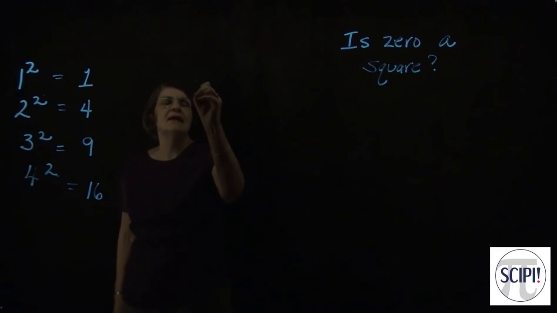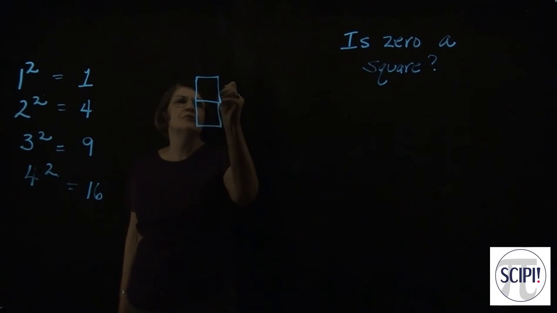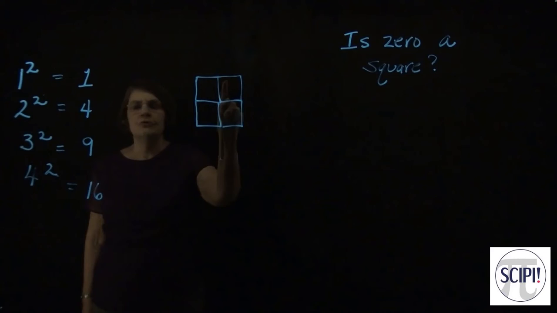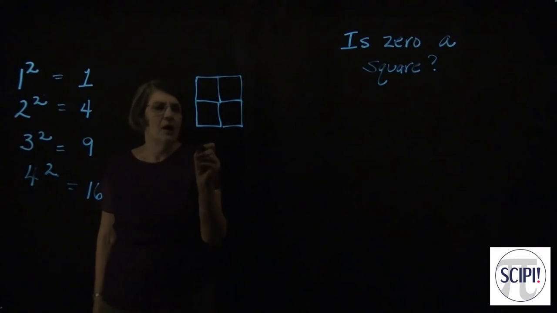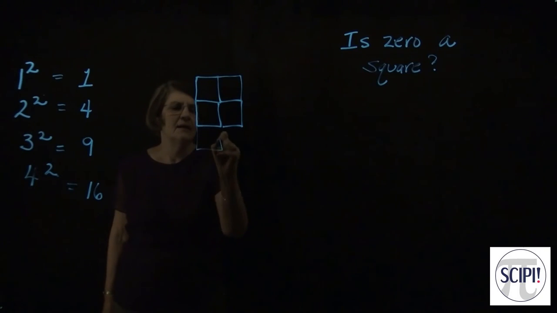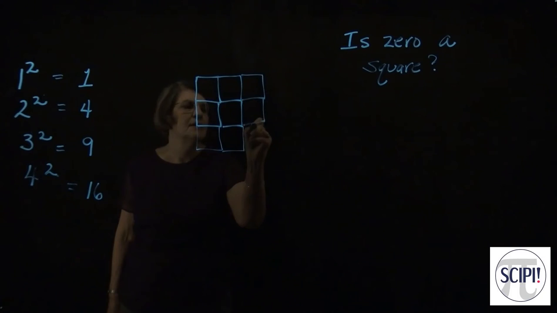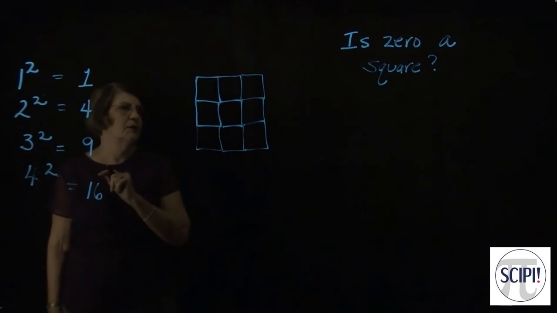So I can make a square out of one box. That's a square. Now I can make a square using 4 tiles. Let's call these tiles. So we have 2 by 2, or 2 squared is 4. If I want to make 9, I would add a row to each of those. And there is a representation of 3 squared.